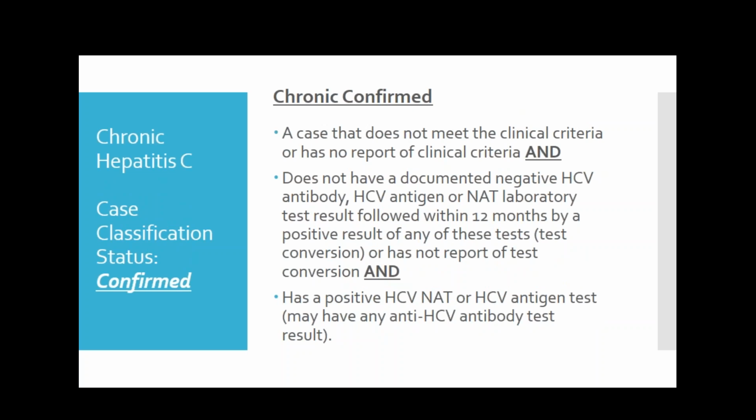So in terms of chronic confirmed, the case does not meet the clinical criteria or has no report of clinical criteria, and the case does not have a seroconversion, which is a documented negative HCV antibody followed within 12 months by a positive result. However, the case has a positive NAT test or antigen test. So again, you need to have a positive HCV NAT to be a confirmed case.